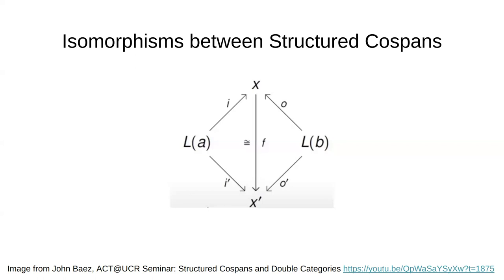They have to say we're going to deal with isomorphism classes. So what does it mean for two structured cospans to be isomorphic? See this? Do you see this? In a symmetric monoidal category. That's exactly right, a symmetric monoidal. And often that's of strong interest here.